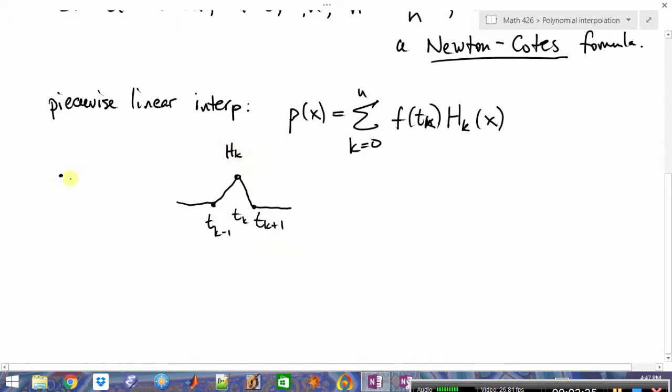If it's on the left boundary, if it's the left endpoint, then you just get the right side of the tent, and if it's the other endpoint, you just get the left edge of the tent.